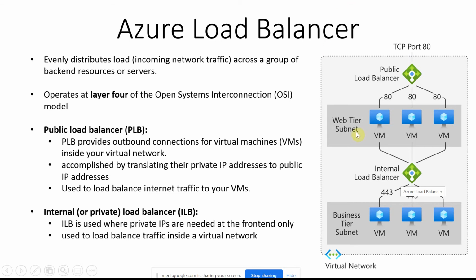So in this architecture, everything will be working on private IPs except the first one, which has the public IP. The rest of the communications between the flows is all through private IPs only. And the internal load balancer, from the name itself, is private, so it will not have any public IP. But it will again balance the load of all the VMs behind the scene.